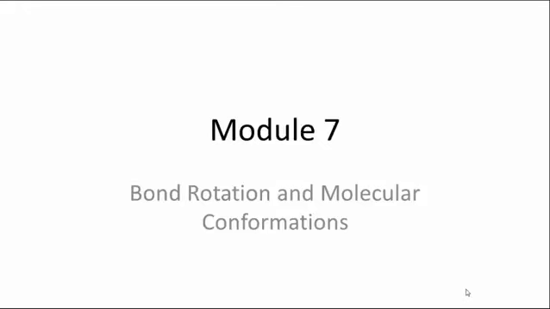All right, Module 7. So Module 7 is all about rotating around bonds and then making different conformations of molecules. This is probably the first topic that wouldn't have been covered at all in a Gen Chem class. So probably most of you have never done anything with this before.